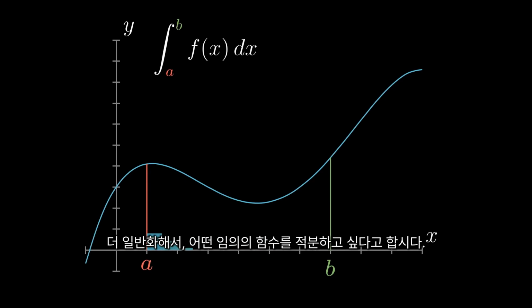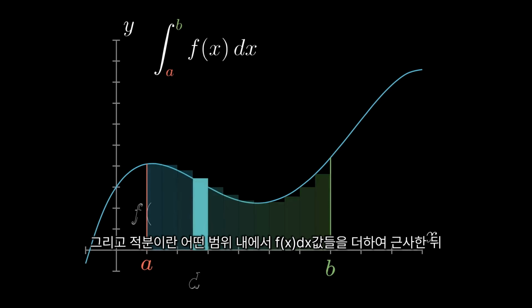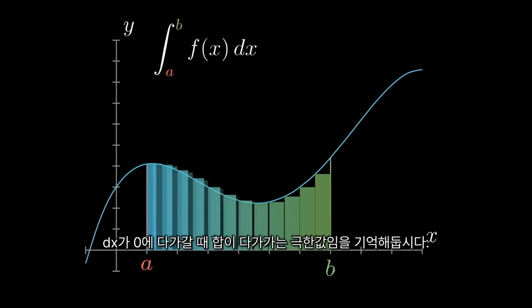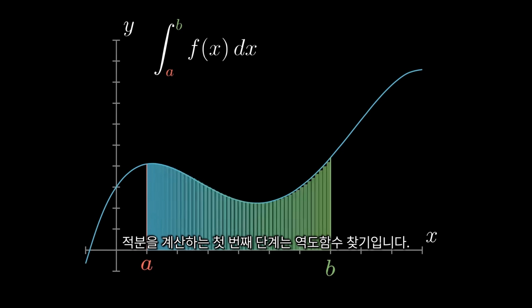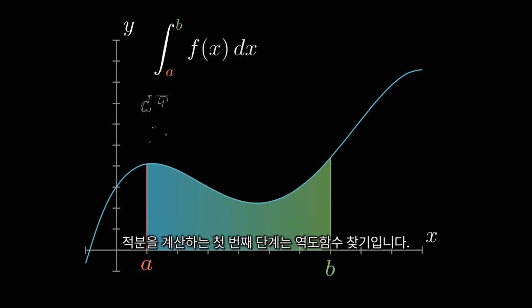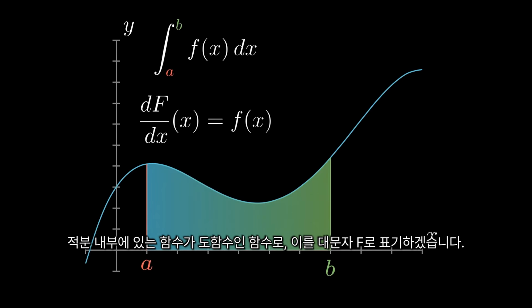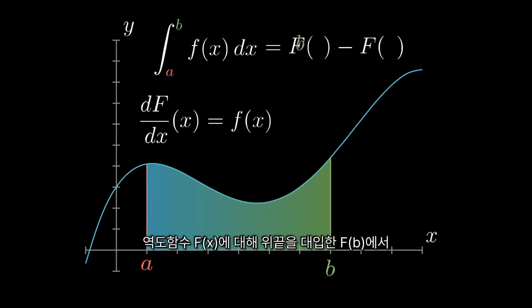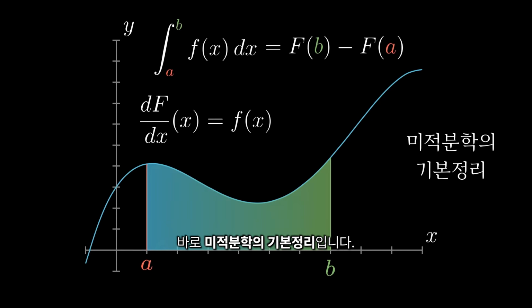More generally, anytime you want to integrate some function, and remember, you think of that as adding up values f of x times dx for inputs in a certain range, and then asking, what does that sum approach as dx approaches 0? The first step to evaluating that integral is to find an antiderivative, some other function, capital F, whose derivative is the thing inside the integral. Then, the integral equals this antiderivative evaluated at the top bound minus its value at the bottom bound. And this fact right here that you're staring at is the fundamental theorem of calculus.